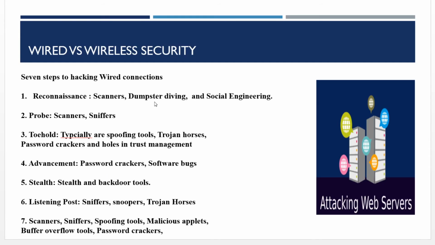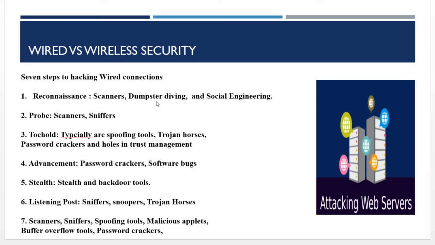So, wired versus wireless security. The 7 steps to hacking wired connections. The first one is reconnaissance. They'll use scanners, dumpster diving, social engineering. They'll also use probes, which is scanners and sniffers. The third is toehold, typically spoofing tools, Trojan horses, password crackers, and holes in trust management. The fourth one is advancement, where they're going to use password crackers and software bugs. The fifth is they're going to use stealth and backdoor tools.